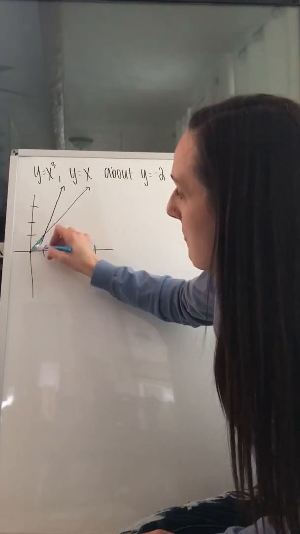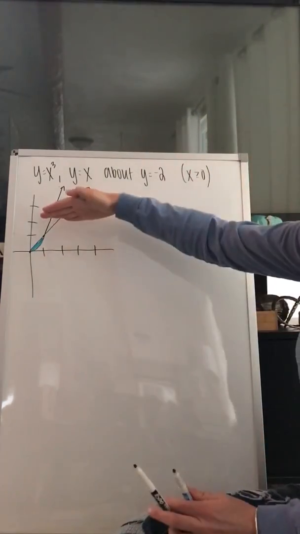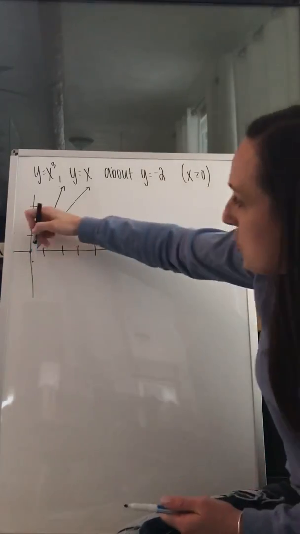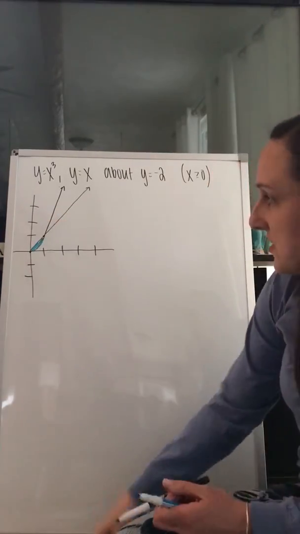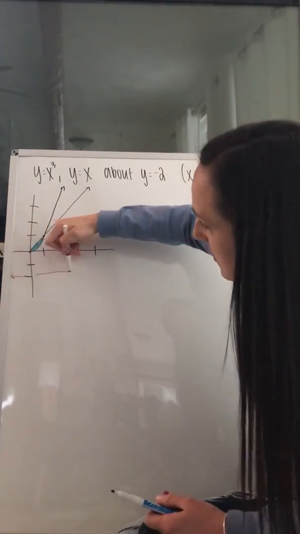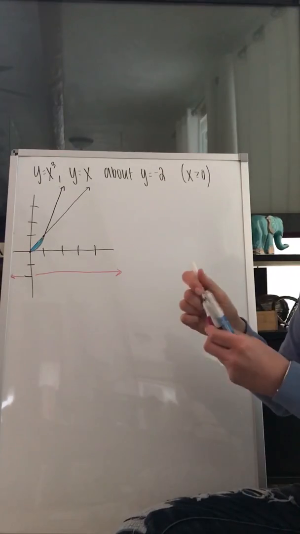But this time, my axis of rotation isn't going to be above. It's actually going to be below that region. So y is equal to -2. If I go to sketch in that line, it's going to look something like this.